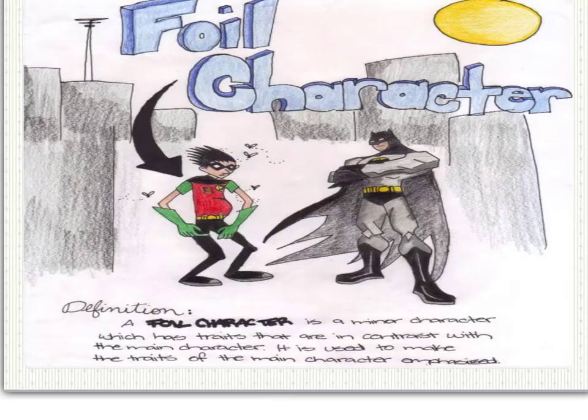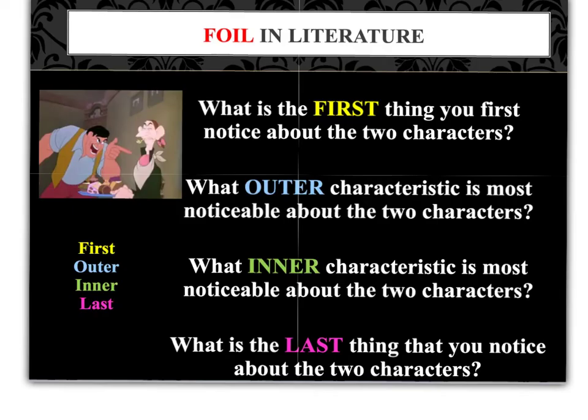So here's a visual, and this definition talks about the foil being a minor character to the protagonist, and that the traits are in contrast. And we're going to actually talk about that a little bit, about what traits could you see. Mostly it's going to emphasize something with your main character. So how do you figure out that foil in literature?